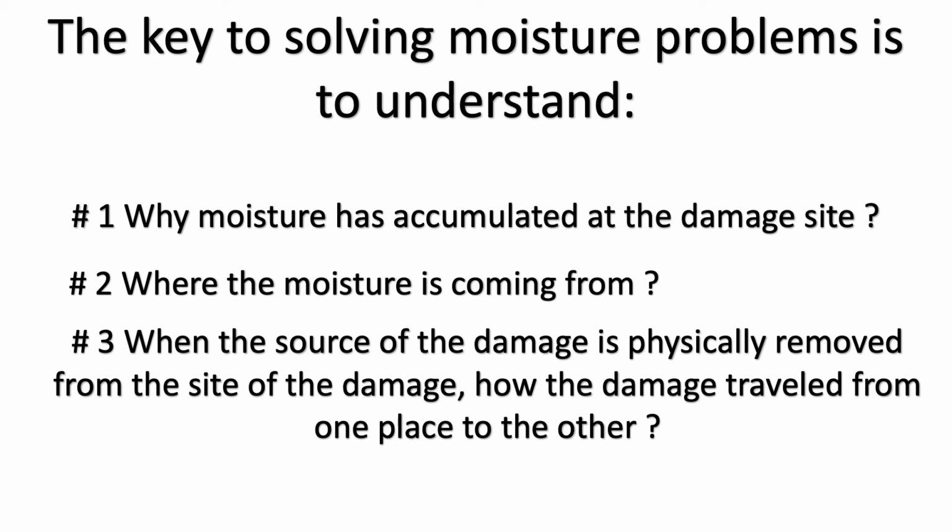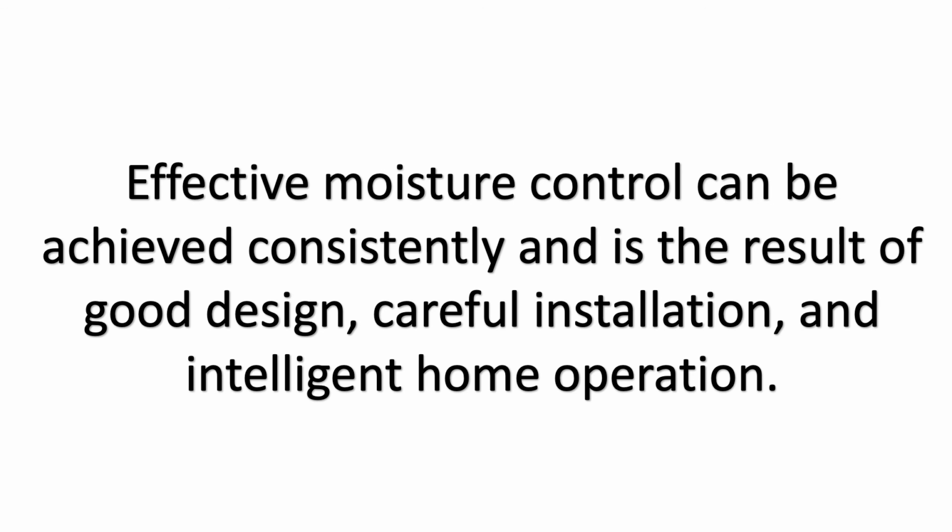The key to solving moisture problems is to understand, number one, why moisture has accumulated at the damage site. Number two, where the moisture is coming from. Number three, when the source is physically removed from the site of the damage, how the moisture travels from one place to the other. Effective moisture control can be achieved consistently and is the result of good design, careful installation, and intelligent home operation. Thank you.